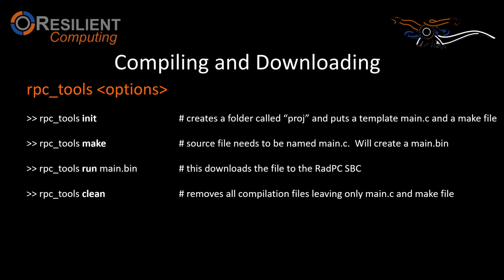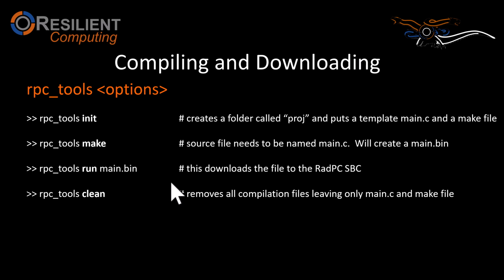The next one is going to be the run command. Now, when you do this, your main program has to be called main.c. Right now we don't support any other file names, so your top level is main.c. When you do the make command, it looks for main.c, so it has to be called that. Then it is going to create an executable that's called main.bin.